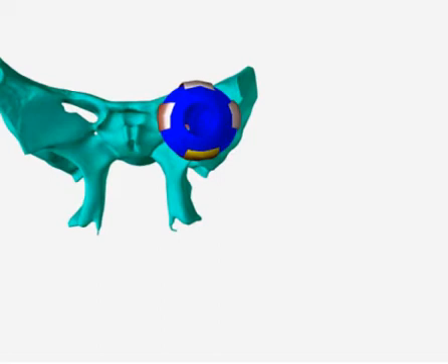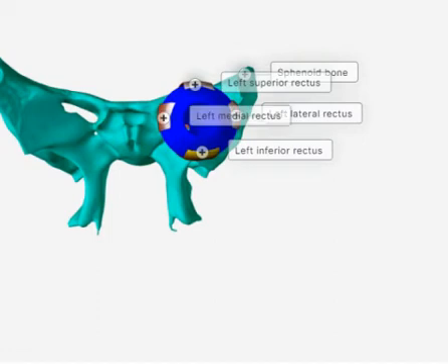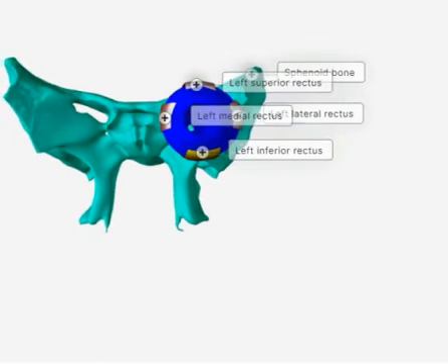Now here we can appreciate that this is the sphenoid bone, this is your superior rectus, this is the lateral rectus, this is the inferior rectus, and this is the medial rectus. Right. And this is the sclera.